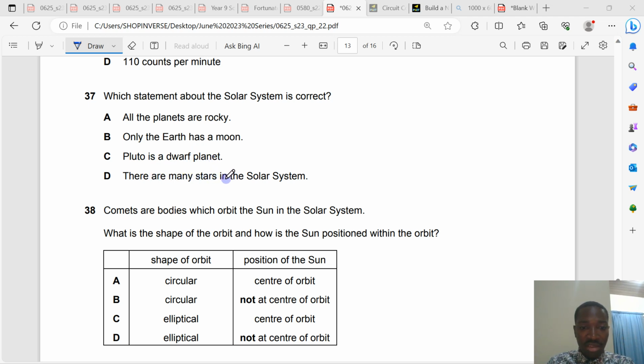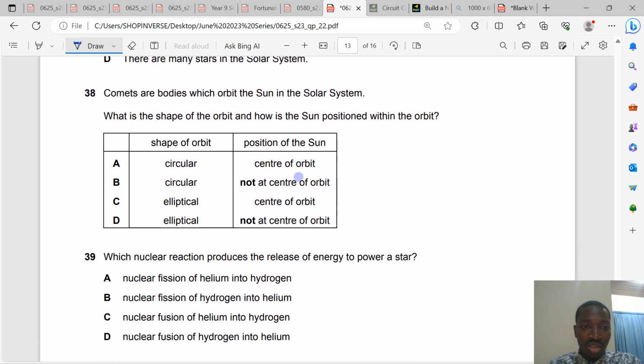There are many stars in the solar system? No. Our solar system has only one star, which is the sun. The sun is the only star, the only source of light in the solar system. Though there are billions and trillions of stars in the universe, in our own solar system, there are only 9 planets and one star. So this is the only correct option. Pluto is a dwarf planet. We go straight to question 38.